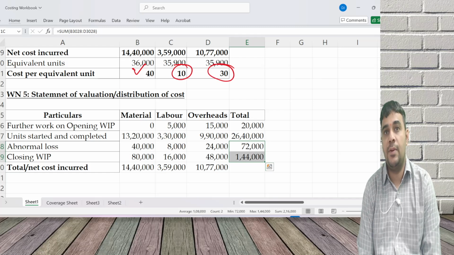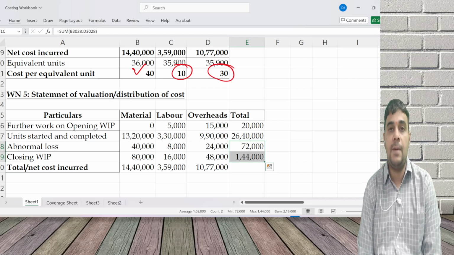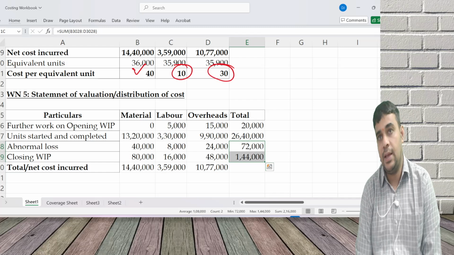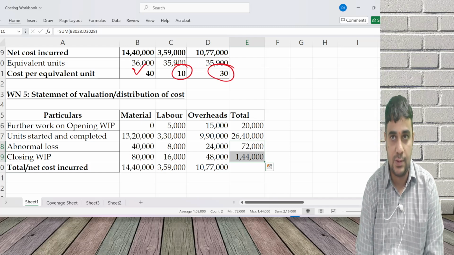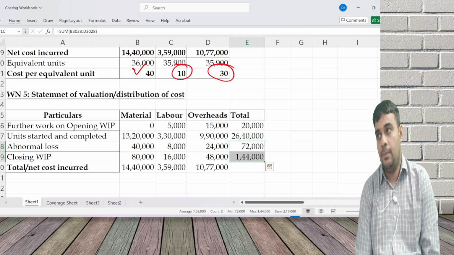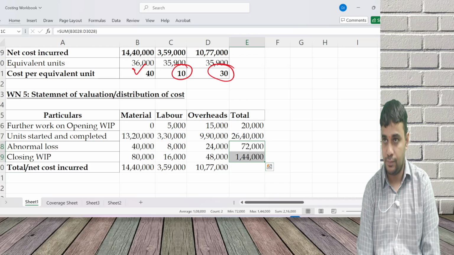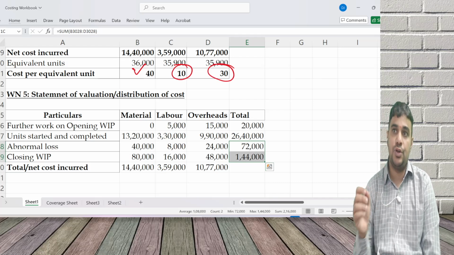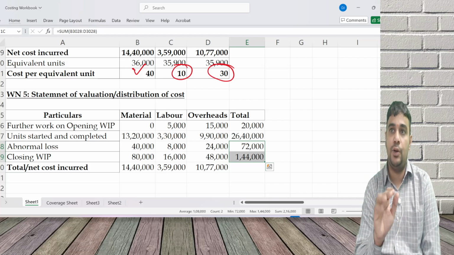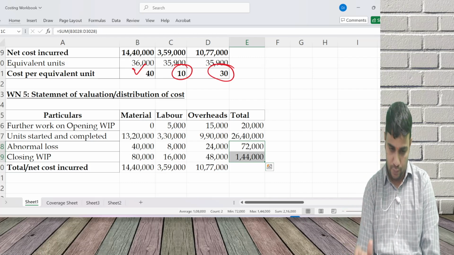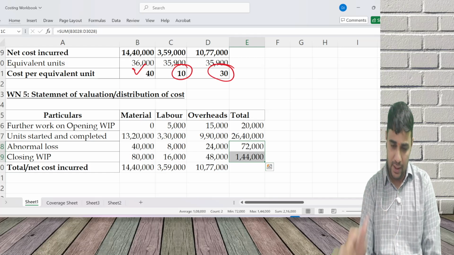Take units from the earlier working note, multiply with the cost per equivalent unit of the next working note. This step is just a formality, but yeah, it's a time consuming area. That is one thing which I'm very sure, but it's just a formality. In the calculator, you should do ideally like this: type 40 into whatever number you want to do, equal to, then 10 into number, equal to.